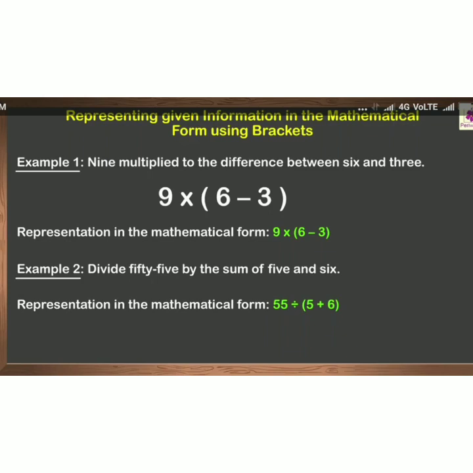Second example, divide 55 by the sum of 5 and 6. There are also two operations. First addition, then division. Do the addition, then divide the values.